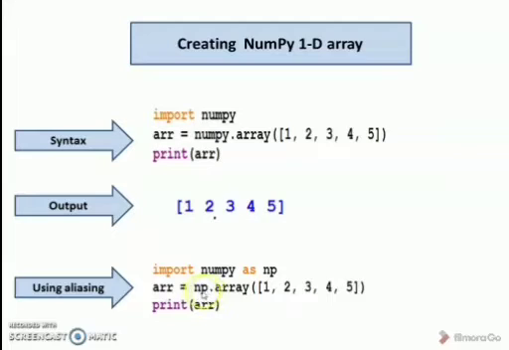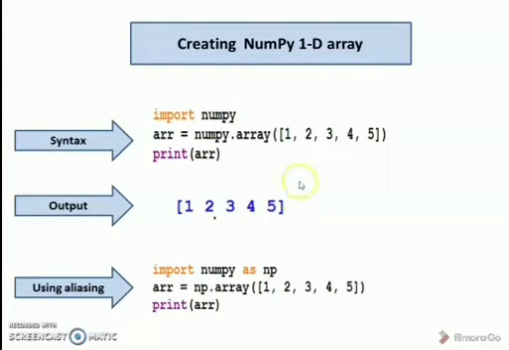So code will be the same. We are accessing the array function of NumPy. So here we are writing np.array. We are passing a list to it. So elements are 1, 2, 3, 4, 5. It will create an array object with these elements and it will return the object. So after printing the array, it will give the same output, right? So in this way we can create a 1D array.